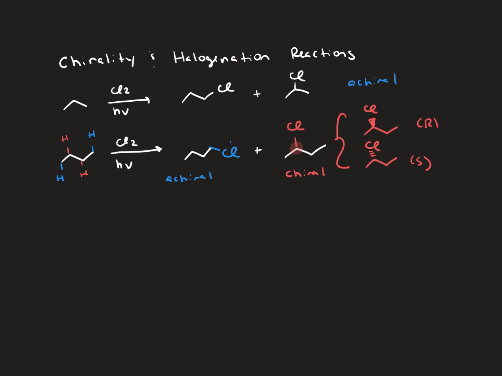We're going to talk about the mechanism more in the next video, but the reason why this occurs is that the intermediate for this reaction is a radical, and that radical is planar. And so when it forms a carbon-chlorine bond, it can form it either on the front or the back. There's nothing to bias it towards one of those 2 sides.